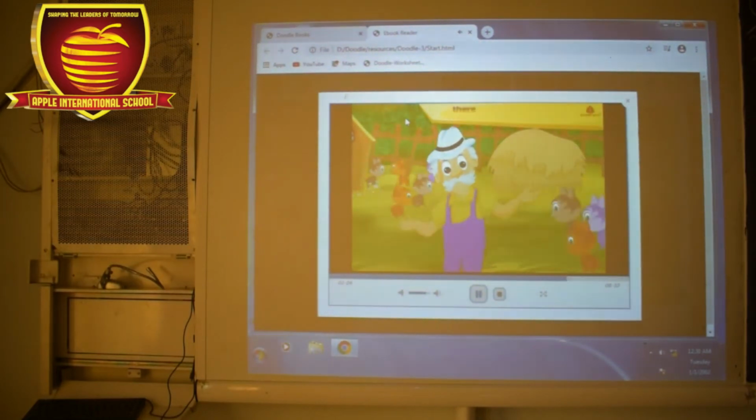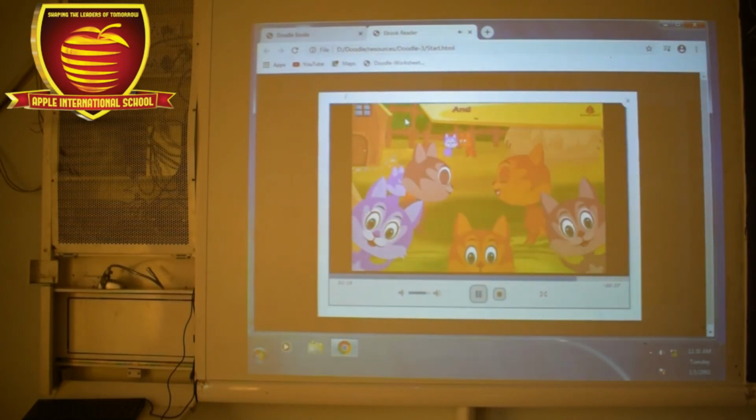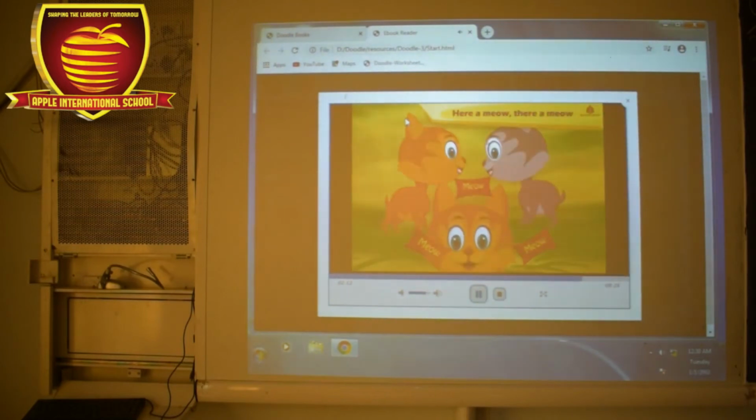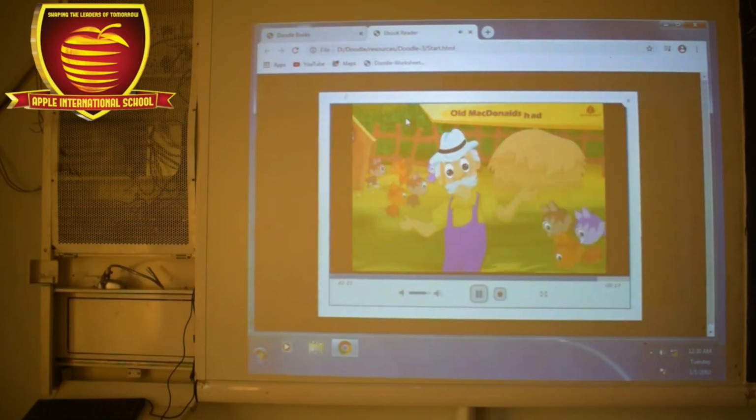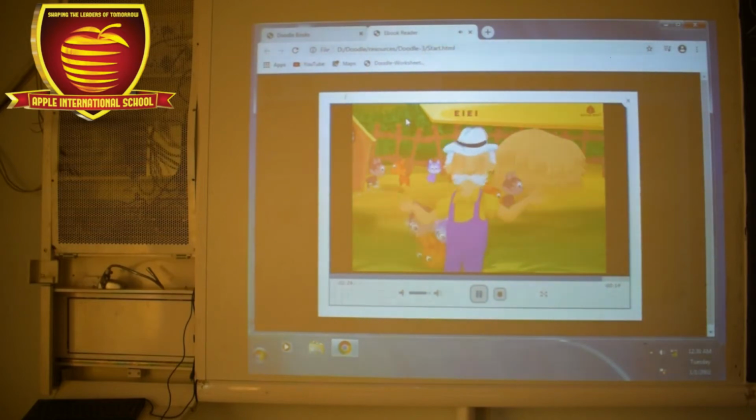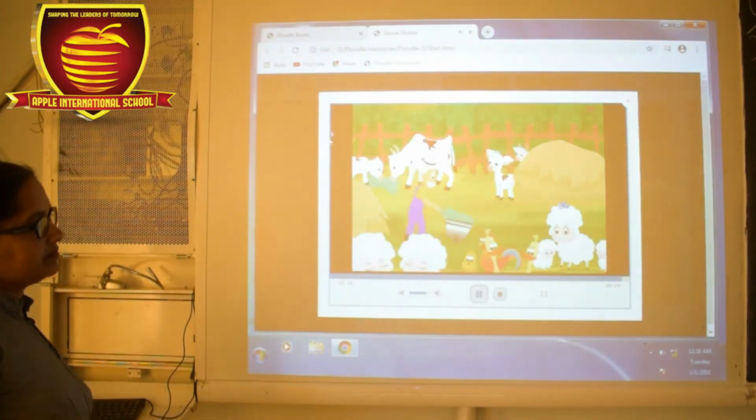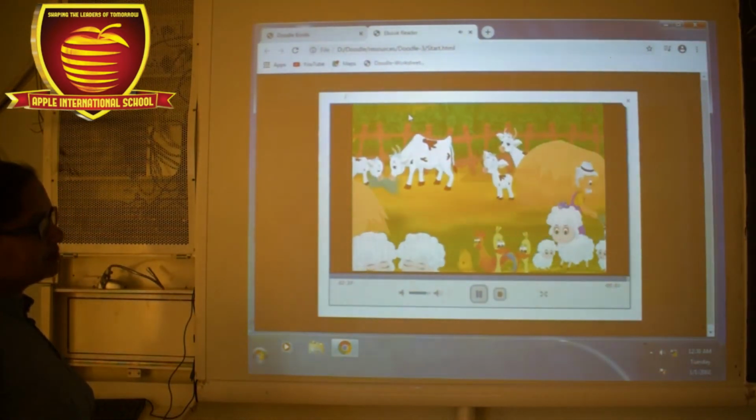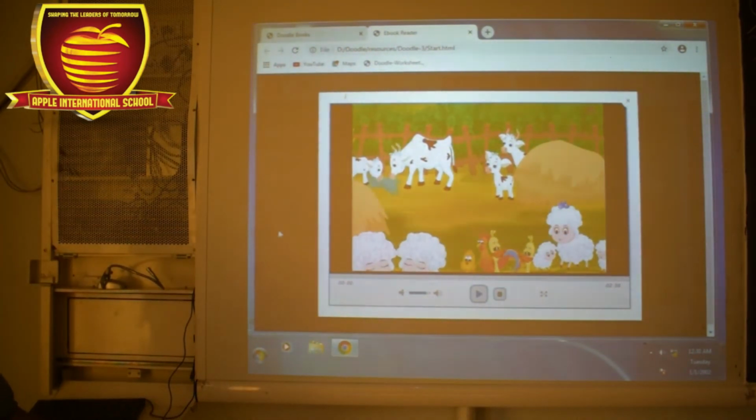And on that farm there were some kittens, E-I-E-I-O. With a meow meow here and a mew mew there, here a mew, everywhere mew mew. Old MacDonald had a farm, E-I-E-I-O. Learn this rhyme.